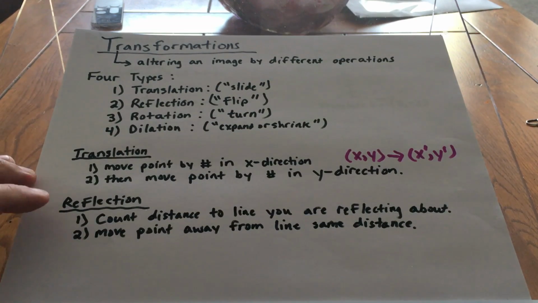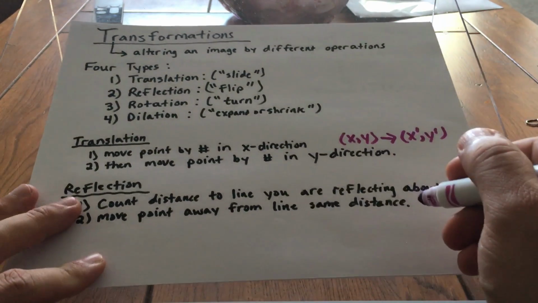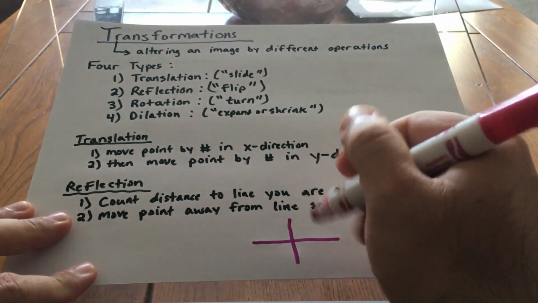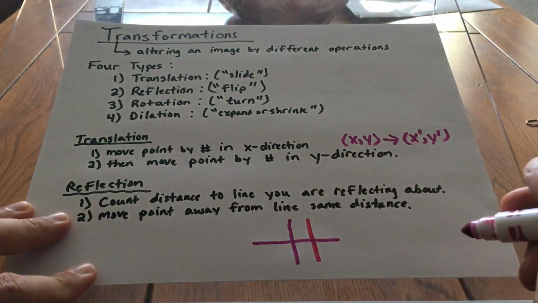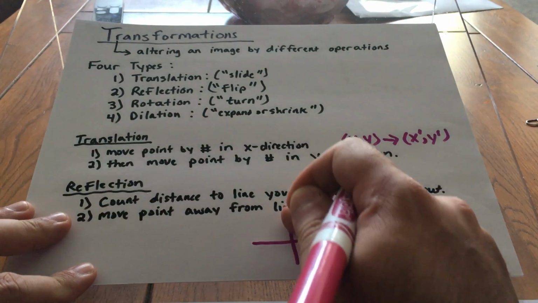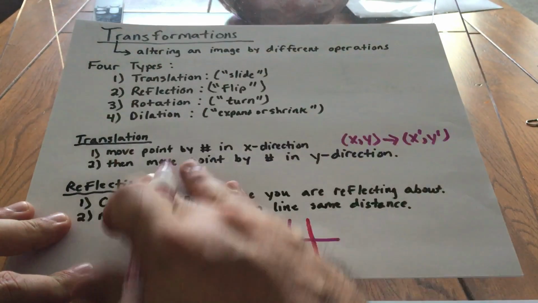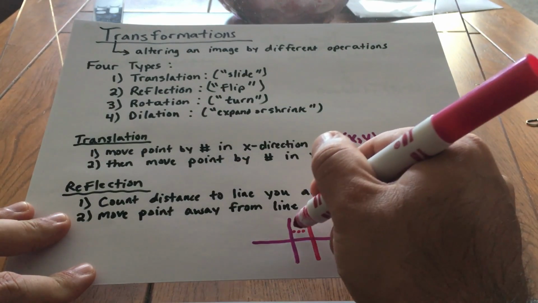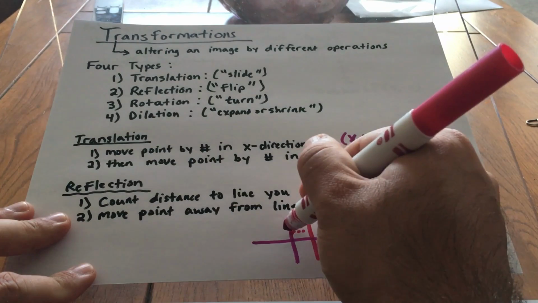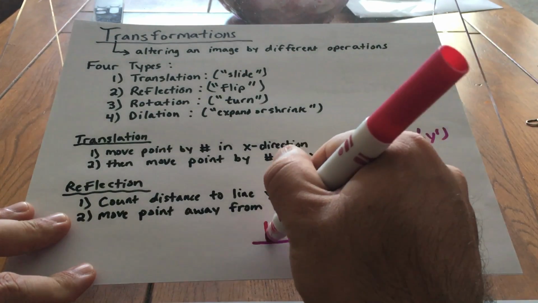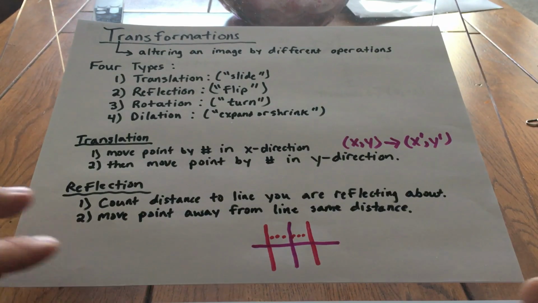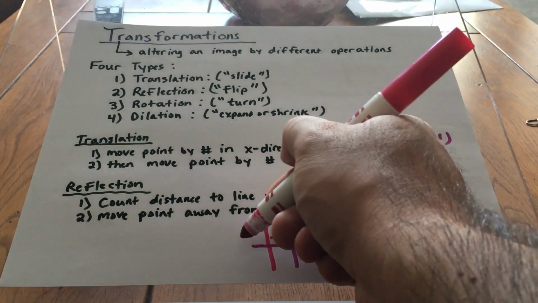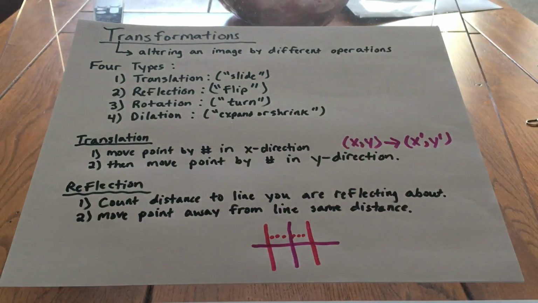With a reflection, what you're going to do is count the distance to the line that you're reflecting over. So let's say we have a vertical line here, and we want to reflect it across the y-axis. So if we're going to take that line and reflect it over there, basically what you do is you count how many points it takes to get back to 0 here, and then you count that same number of points away on the other side of the axis, and that'll be where you reflect the line to. So once you count the distance, say 2, you're going to count away from that line on the other side of the axis the same distance.